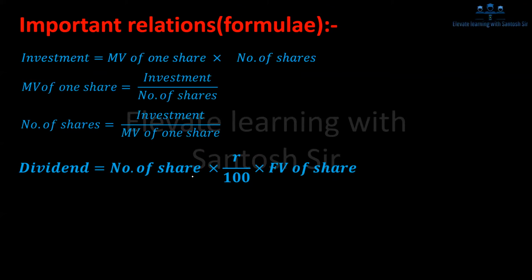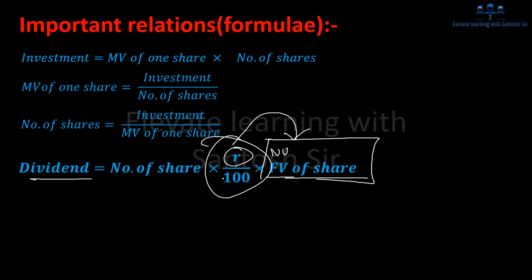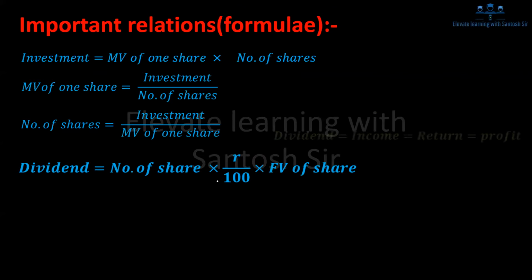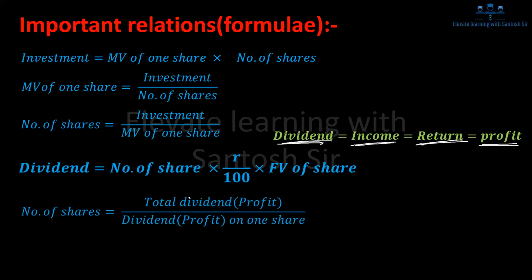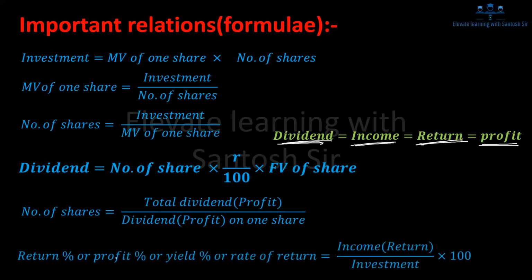Dividend is given by number of shares multiplied by rate of dividend multiplied by face value or nominal value of the share. As we learned earlier also, the dividend is expressed as some percentage of the face value or the nominal value. We know that dividend is also called income, return, profit. Number of shares can also be calculated by total dividend or profit divided by profit on one share or dividend on one share. And the rate of return or percentage profit can be calculated by your return divided by your investment into 100. You can pause the video and take a note of these formulae.